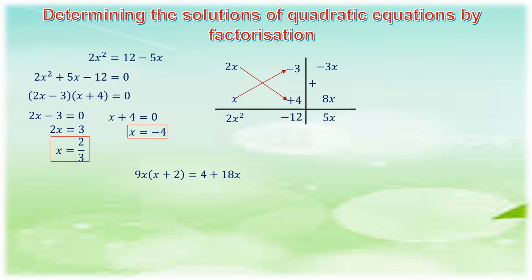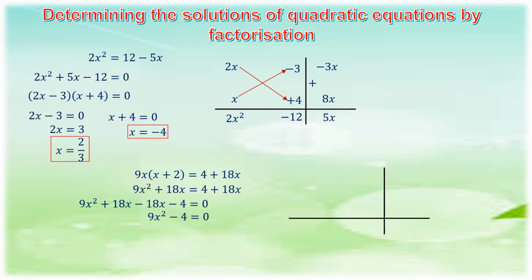Now let us have another one. Supposing we have 9x times x plus 2 is equal to 4 plus 18x. So distributing 9x inside the parentheses, we will be having 9x squared plus 18x is equal to 4 plus 18x. And transposing 4 plus 18x to the left side of the equation, we will be getting 9x squared plus 18x minus 18x minus 4 is equal to 0. So 18x minus 18x is equal to 0. So we will be getting 9x squared minus 4 is equal to 0.